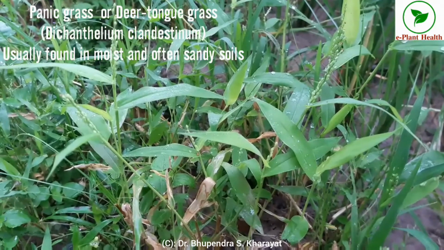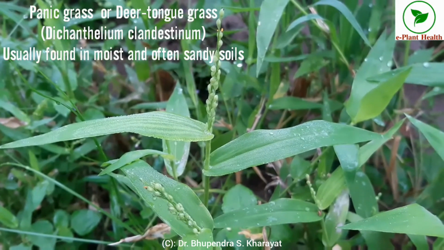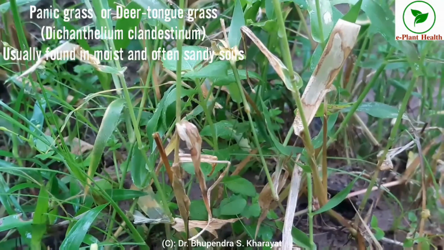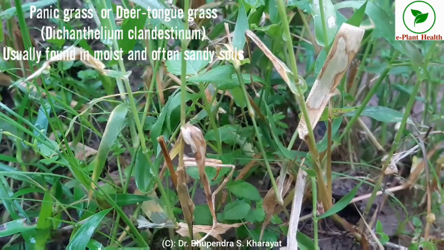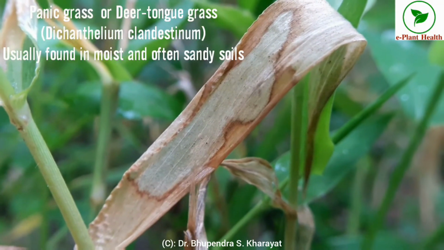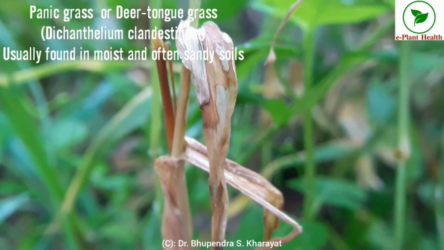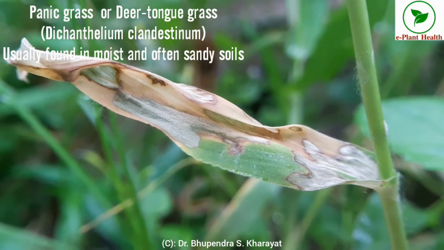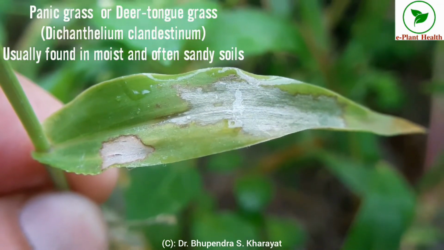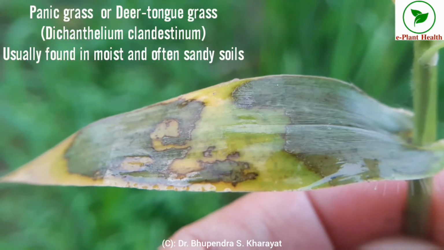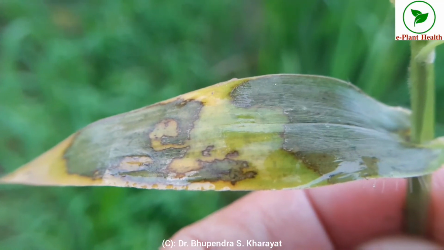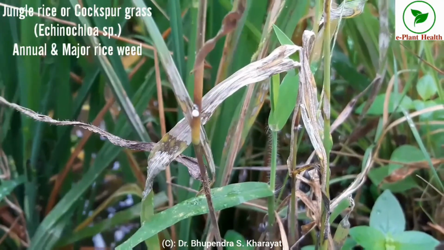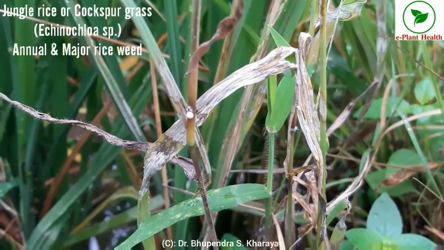This is a penny grass which is usually found in the moist and sandy soils. This weed can also harbor the Sheath Blight pathogen. You can see the symptoms. This one is Echinochloa species, which is annual grass and major weed in the rice field.